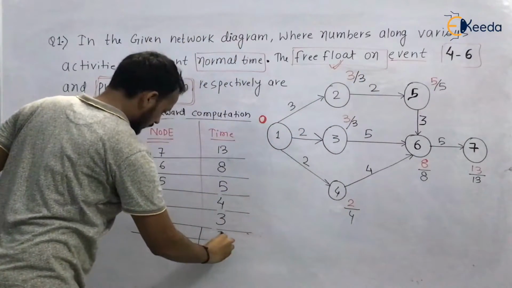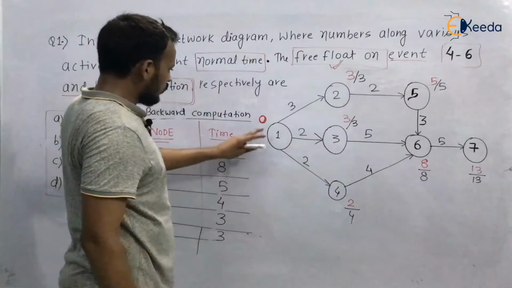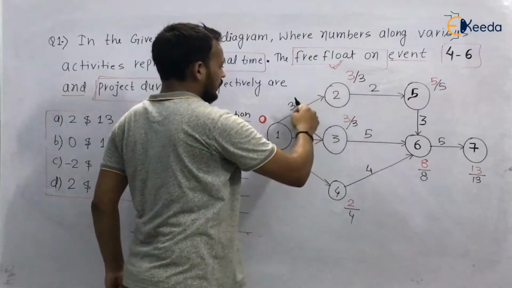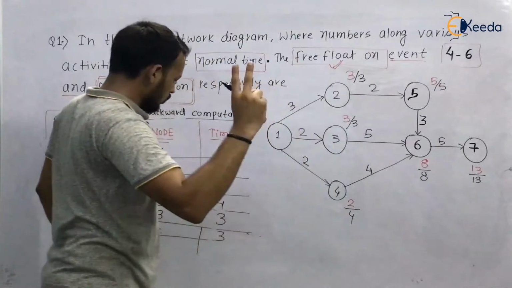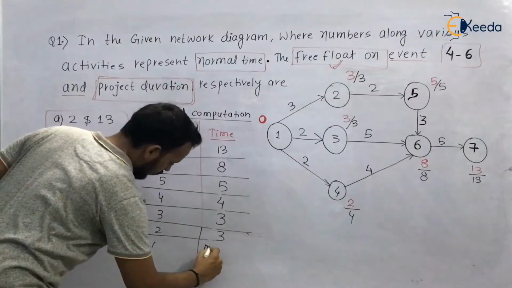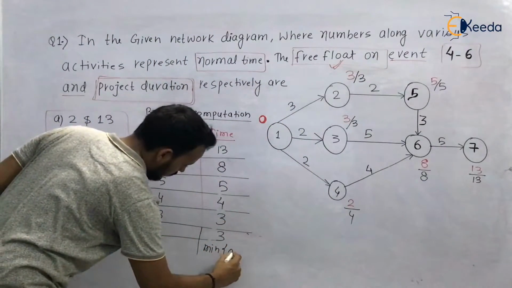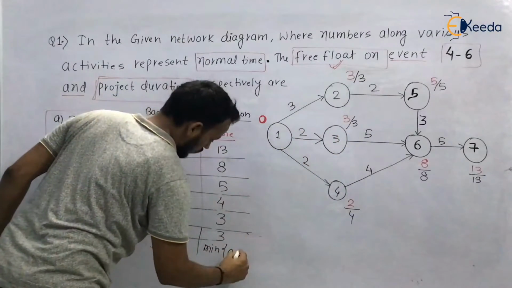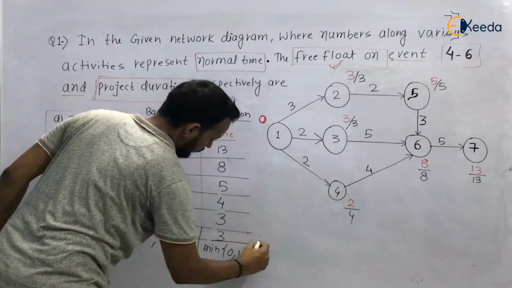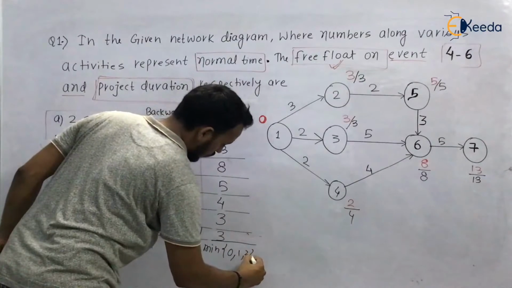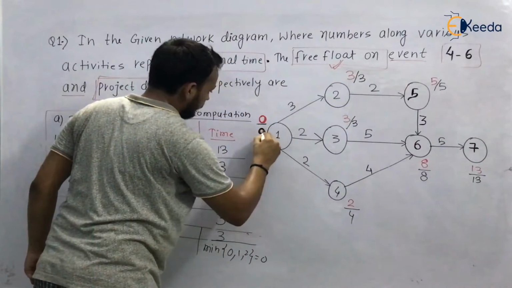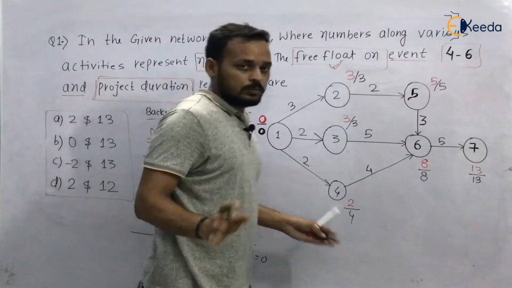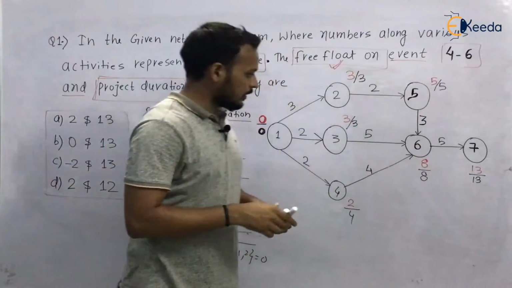Now we have to reach 1. So 3 minus 3, 0. 3 minus 2, 1. And 4 minus 2, 2. So we have 3 values, and we will take the minimum, which is 0. So you can see that we have done the forward computation as well as backward computation.